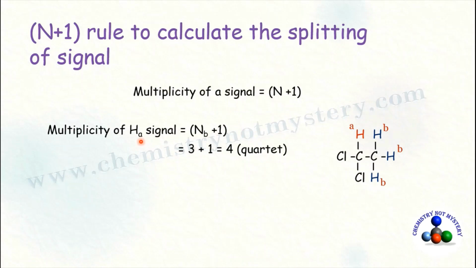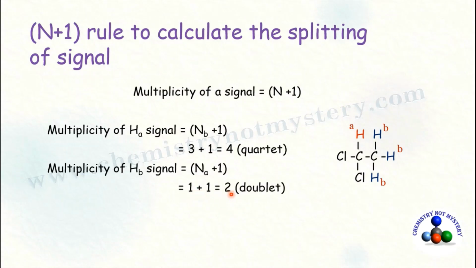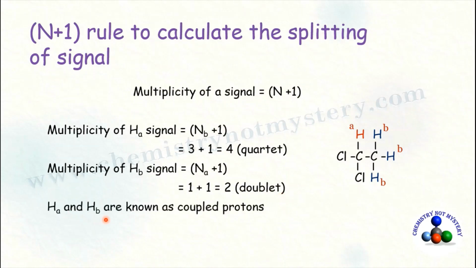Similarly, calculate the multiplicity of proton B. For proton B, you have to calculate the number of proton A. So there is just one proton A. So here you will get 1 plus 1 is equal to 2. Means proton B will give doublet. Here proton A and proton B are known as coupled protons, as they split each other's signals.